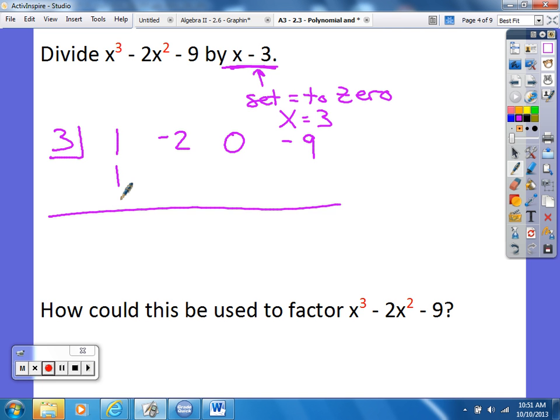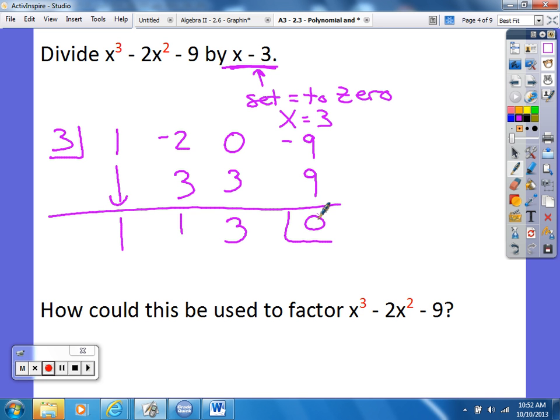Step 1. Bring down the first number. And now you get to do only 2 operations. And they're actually my favorite 2 operations. Multiply and add. I don't like dividing, I don't like subtracting. So multiply and add. Multiply. 3 times 1 is? Add. Negative 2 plus 3 is? Multiply. 3 times 1 is? Add. Multiply. Add.